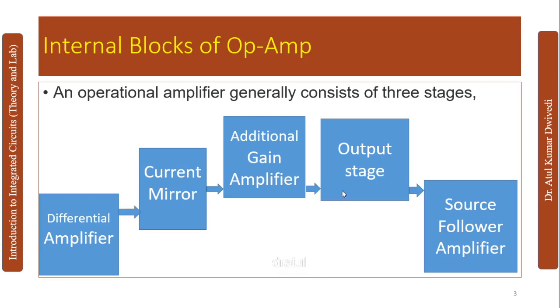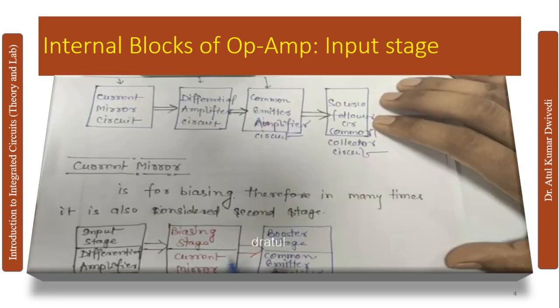Let us see the internal blocks of the operational amplifier and the input stage in a little more detail. The operational amplifier, as we have seen, consists of various stages. The general stages of the operational amplifier are, first one, the bias circuit.